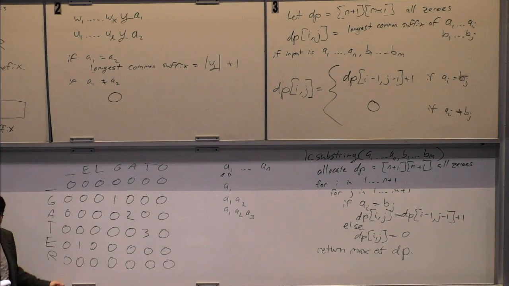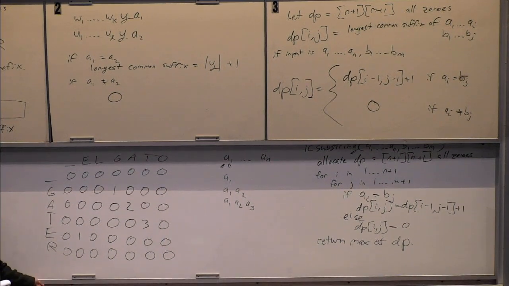Since it's the max of the whole table, it'll be the substring, right? Any questions on this? It's not common for you to take the max of the whole table, I will say. What's more common is you take the last element.